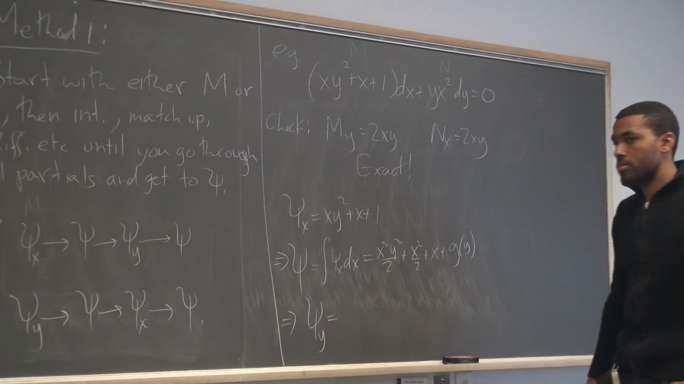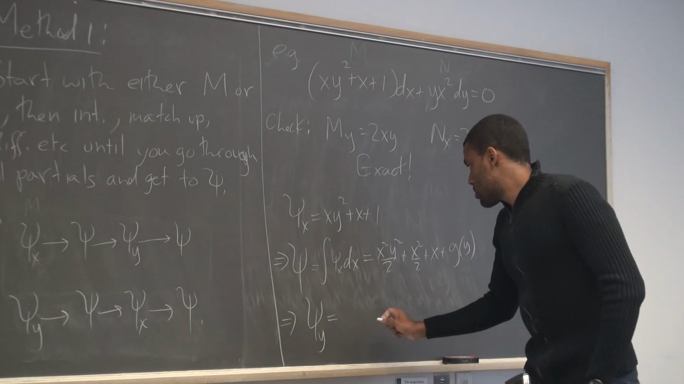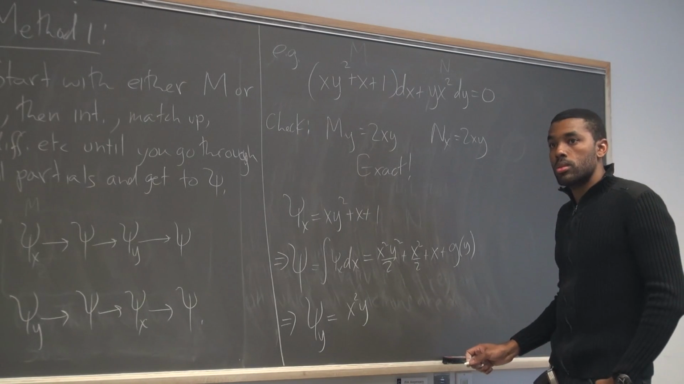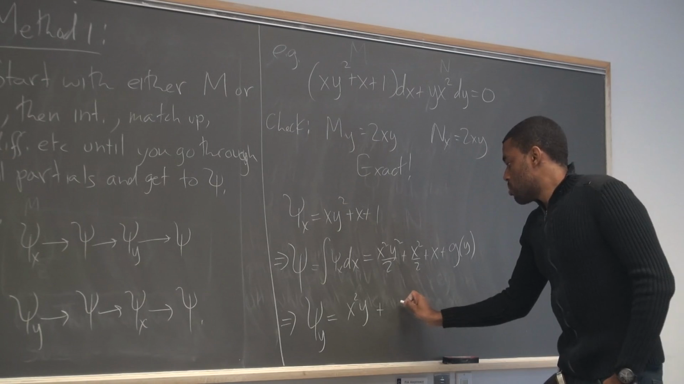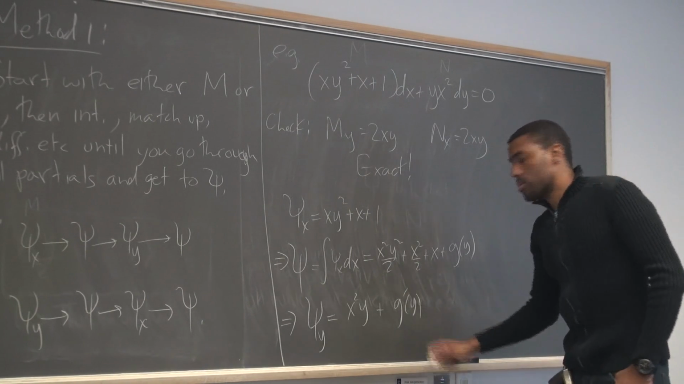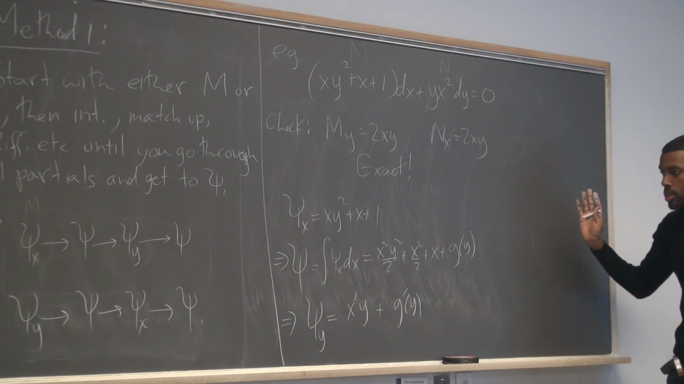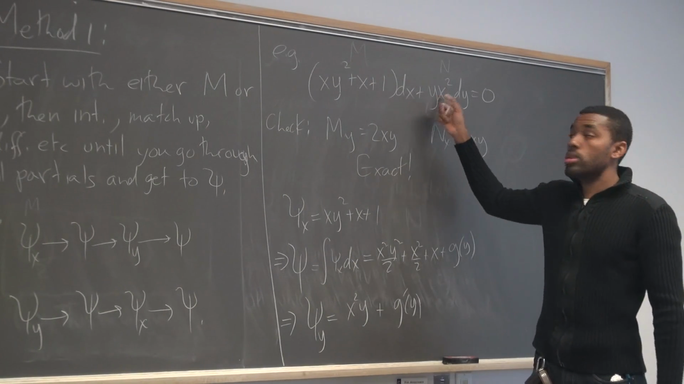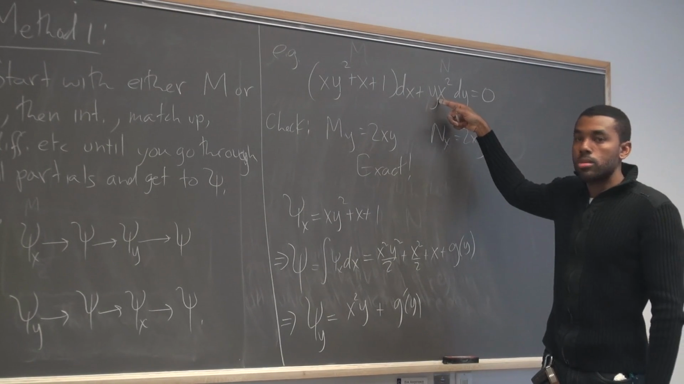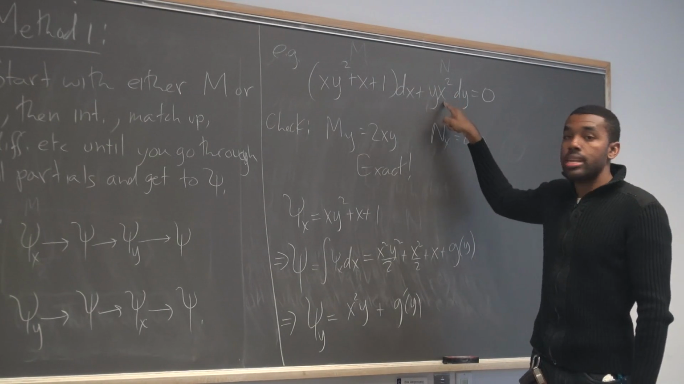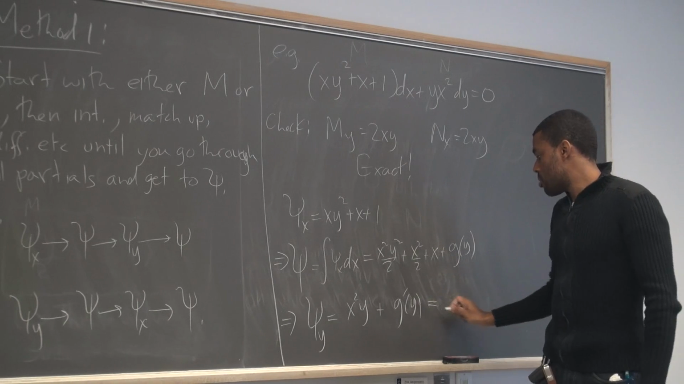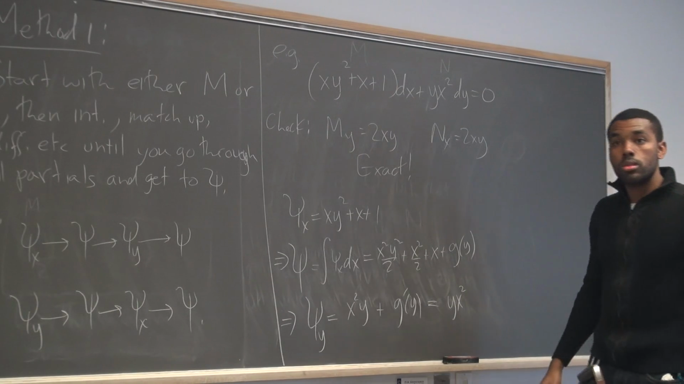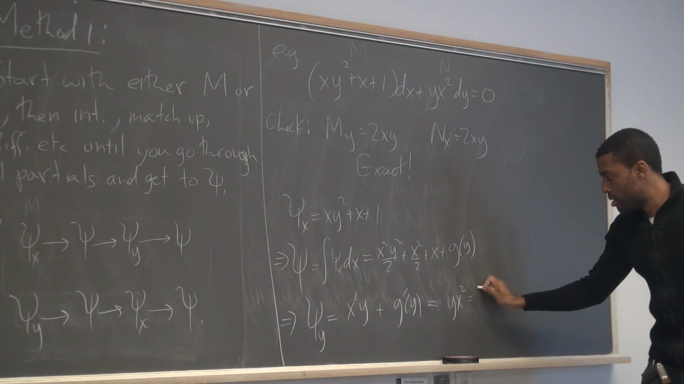Partial with respect to y, x y cubed, x squared y plus g prime of y, right? Whatever the derivative of this function is, I don't know. Now, what I know about this function is that it has to be equal to the N, because remember, this guy's gamma x, this guy's gamma y. So I match this up. This must be equal to y x squared, which is the N.